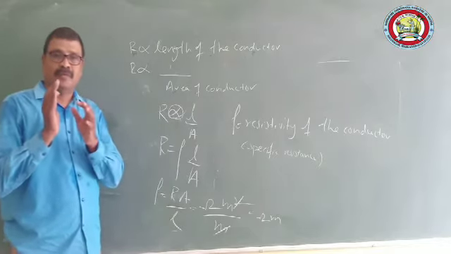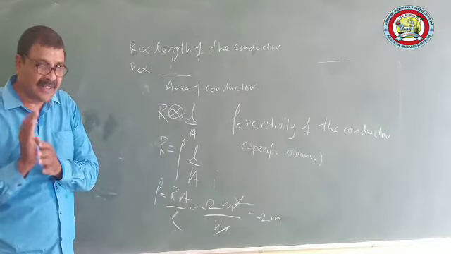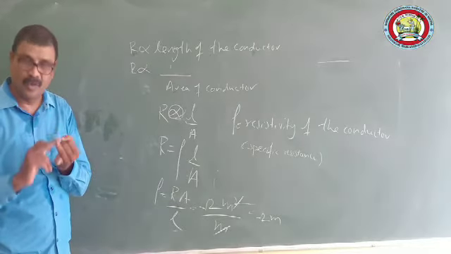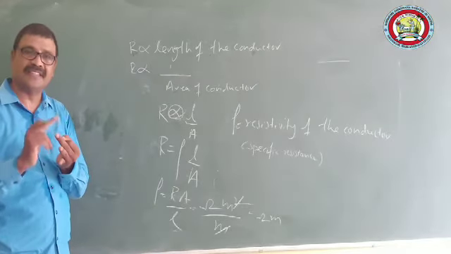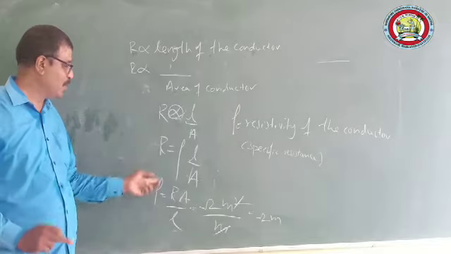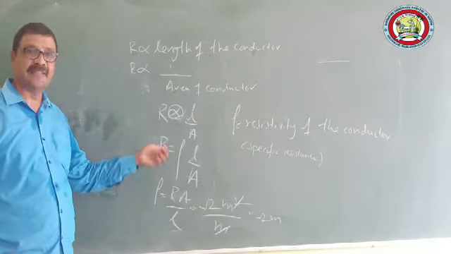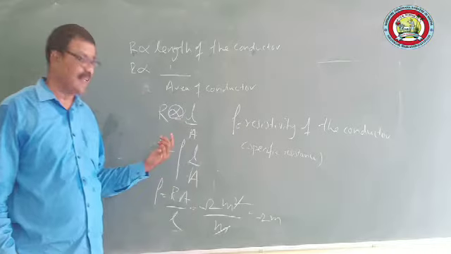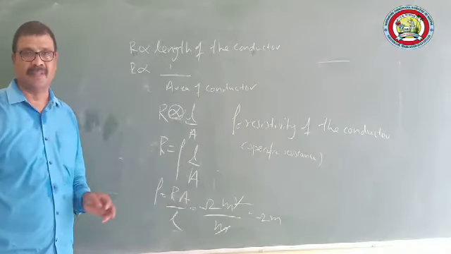So what is the unit of electric current? Ampere. What is the unit of potential difference? Volt. What is the unit of resistance? Ohm. Now the new quantity, the resistivity or specific resistance, what is its unit? It is ohm meter.